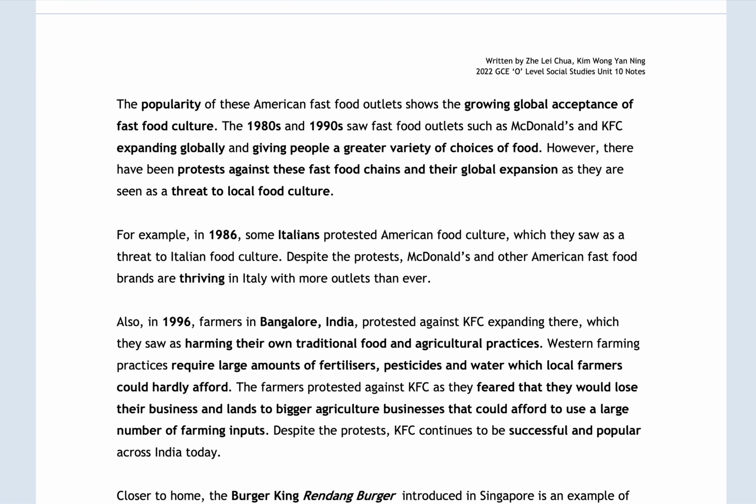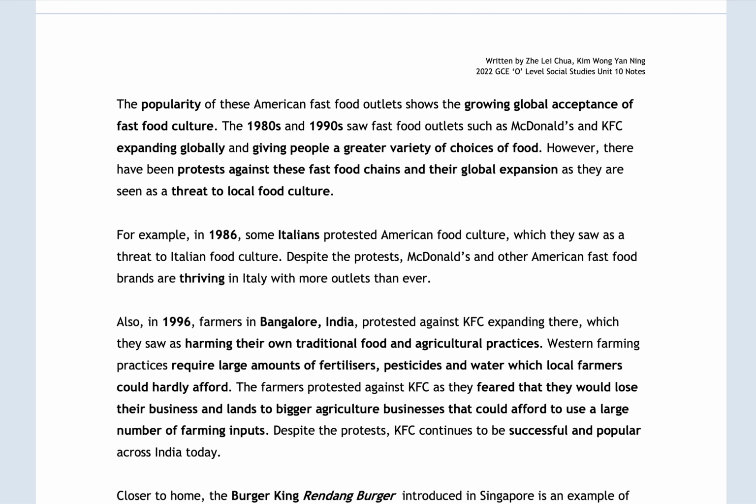So even though there has been a lot of resistance towards the expansion of fast food in a lot of areas, today we still see a growing global acceptance of such fast food cultures. It has been expanding globally for the longest time now. It brings about a lot of diversity of food, and it has also brought about a lot of hybrids.